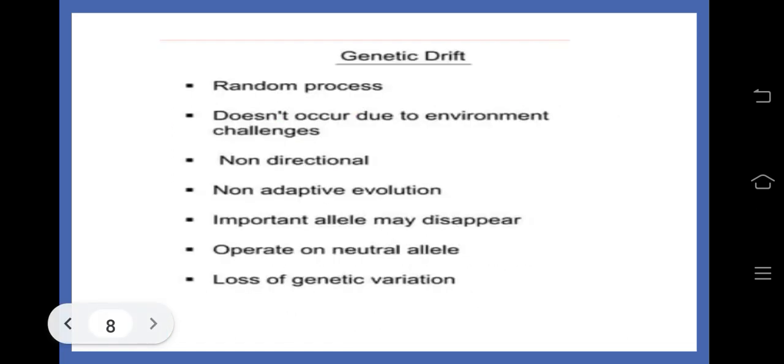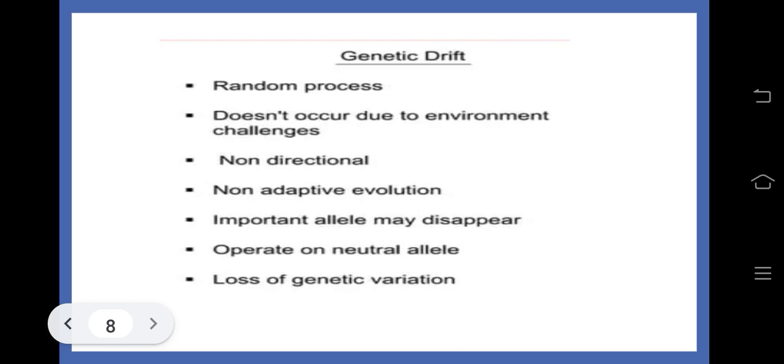Genetic drift: a random process, doesn't occur due to environmental challenges. Non-directional, non-adaptive evolution, important alleles may disappear, operates on neutral alleles, loss of genetic variation.